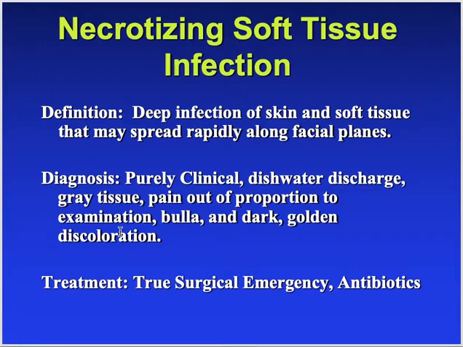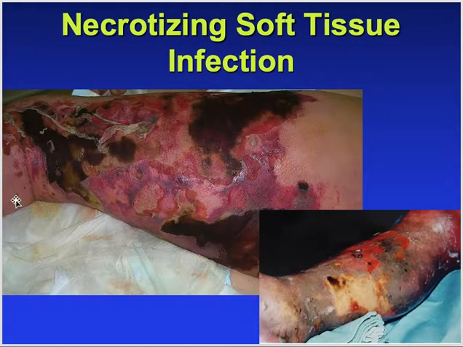When on examination you find the area is not that much damaged, but the patient is feeling more pain compared to what area is damaged, it is a very important clinical point. Bulla and dark golden discoloration is there. Treatment is a true surgical emergency, antibiotics with debridement, right? So this is how it looks like.